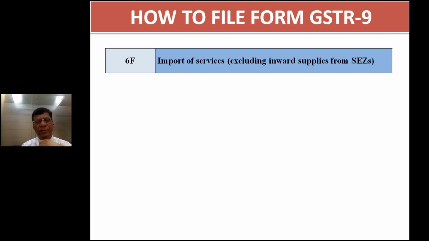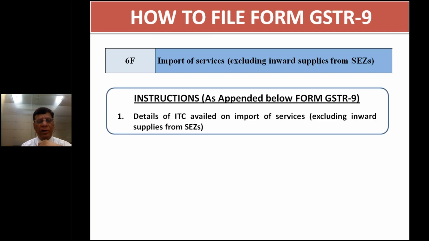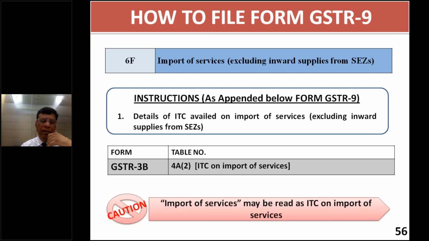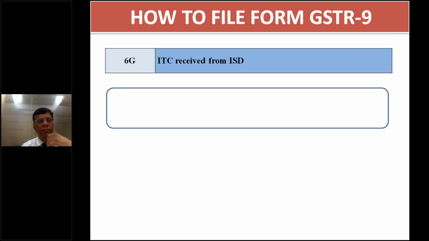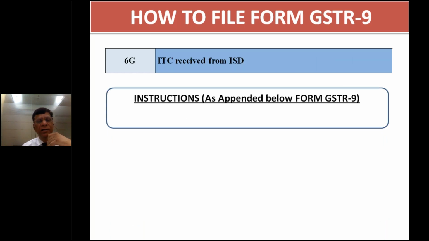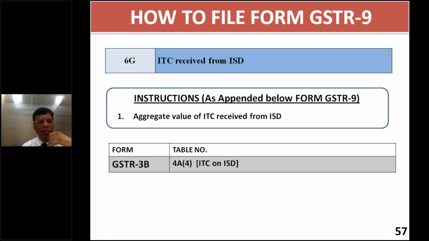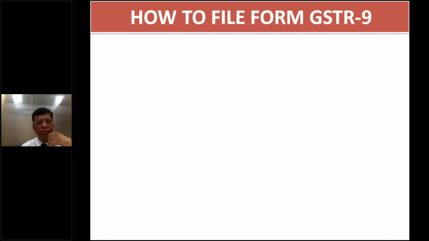Import of services, excluding inward supplies from SEZ. So details of ITC availed on import of services, excluding inward supplies from such. 4A2, ITC on import of services. Import of services may be read as ITC on import of services. ITC received from ISD. Same way, this information is to be taken from 4A4.